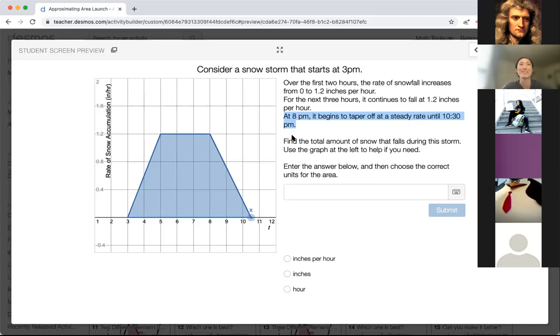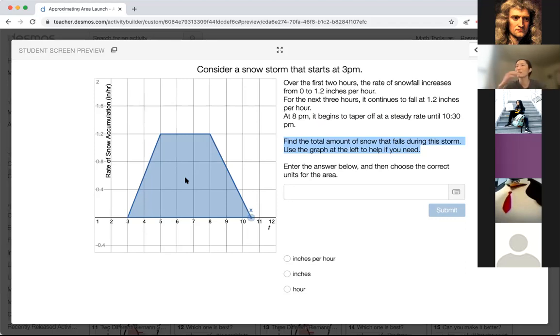All right, but the question here: find the total amount of snow that falls during this snowstorm. Use the graph to the left if you need any help, enter your answer below, and then choose the correct units for the area. So we want to find the area of this blue part. Let's throw out some ideas here. What do we have in terms of how we can find the area for this blue part?